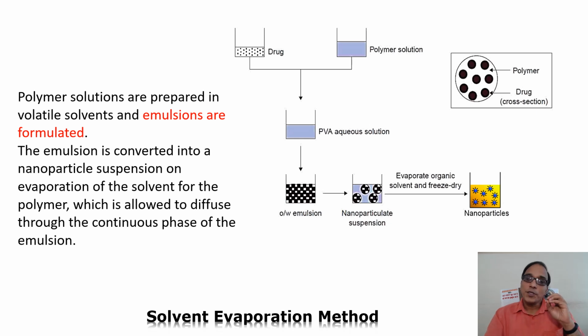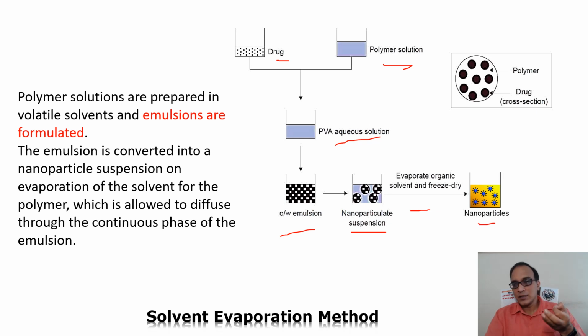First is solvent evaporation method. In this method, polymer solutions are prepared in volatile solvents. The drug and polymer solution are taken, and their emulsions are formulated. The emulsion is converted into a nanoparticle suspension on evaporation of the solvent for the polymer, which is allowed to diffuse through the continuous phase of the emulsion. Then freeze drying is done, and the nanoparticles are obtained.